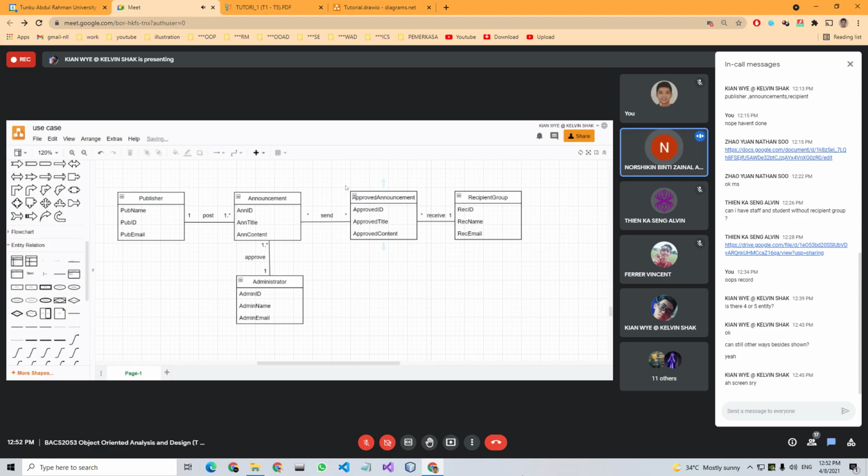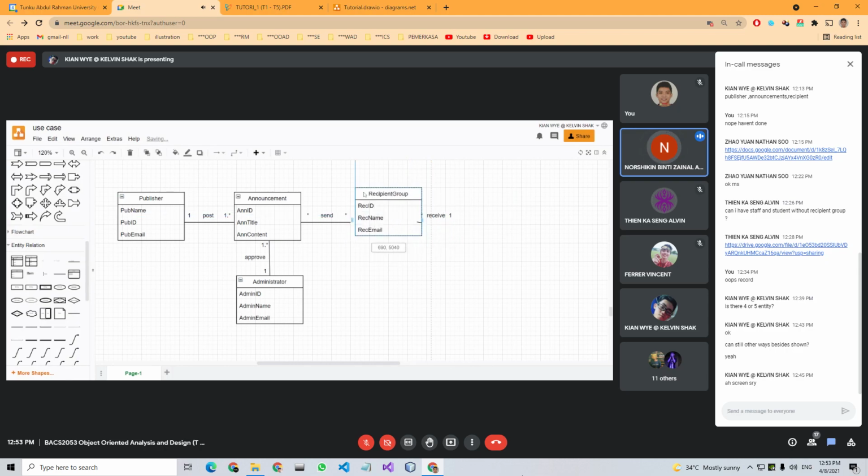What I'm trying to say is you do not know how to apply the many to many relationship into the entity. Yeah, that's why you add that another class, right? Approve announcement. Okay, so actually for many to many, you just put the symbol, I guess. You just put the notation of many to many. So I don't think you need to add that one class.